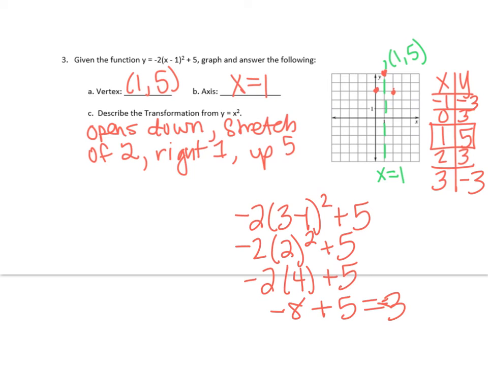So negative 1, negative 3 is down here. And just looking, that makes sense. Those 2 points make sense in this parabola. It gives us a nice parabolic shape like we would expect.